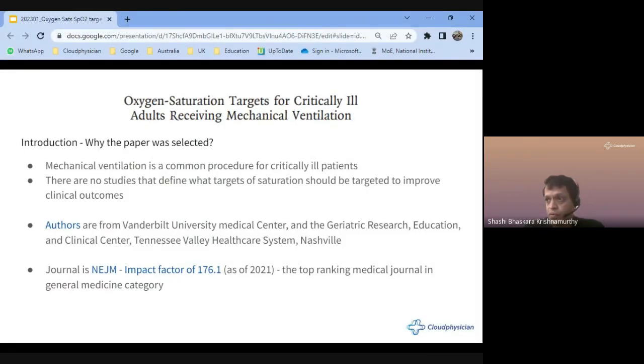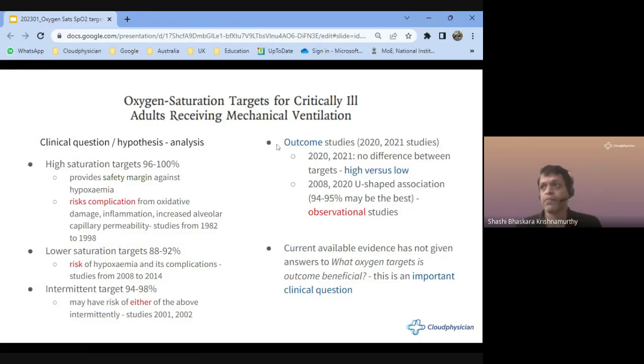From the authors' point of view, I personally do not know their credentials, but this is a Veterans Affairs institution, and some of my colleagues from the United States might know more about the authors. But it has been published in the New England Journal, which has a very high impact factor. Any impact factor more than 10 is considered very good. This has an impact factor of almost 176. It's one of the top medical journals in the general medicine category, so it's a good thing to read through. So let's go one by one in this article.